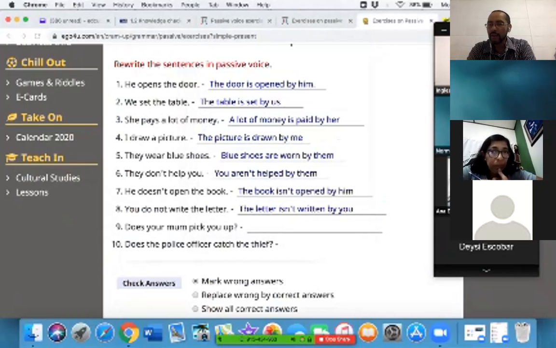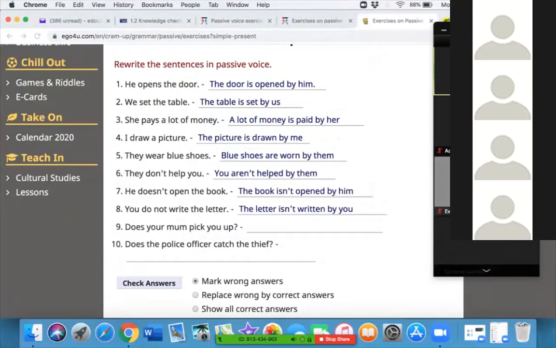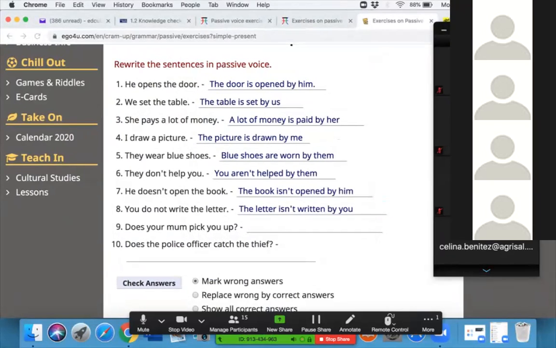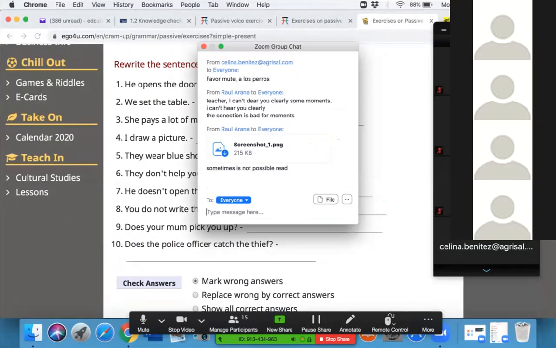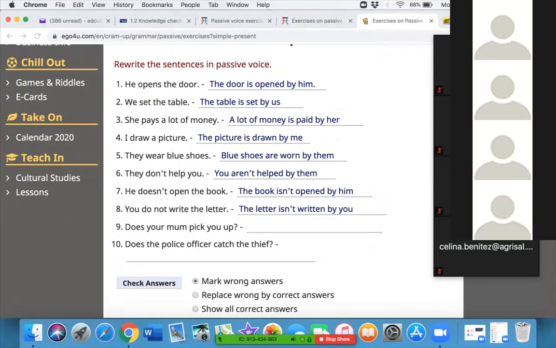Who would like to try number 9? Alex, do you want to try? It's a question, right? It's different. It's a question. So with questions, the verb to be begins before the object.